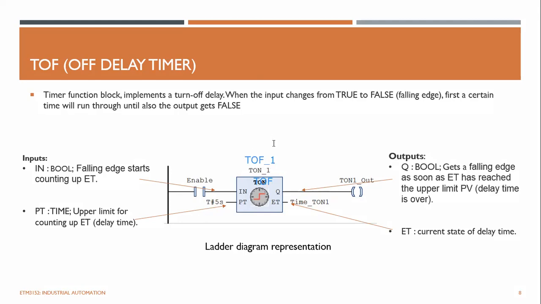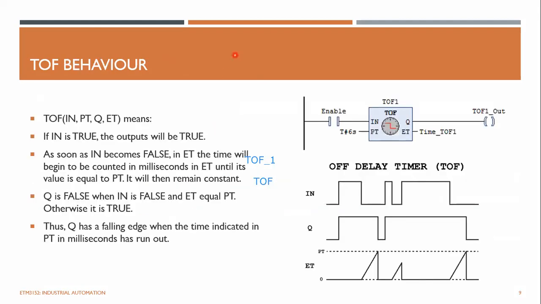The T off timer is also available in the function block, so you can just get it there. Okay. Now we have this T off timer. When you turn on your input enable pin, the output immediately goes high. The T off timer is used to turn off the output after a certain period of time. Here we have defined 6 seconds.